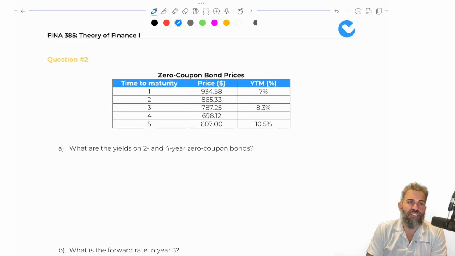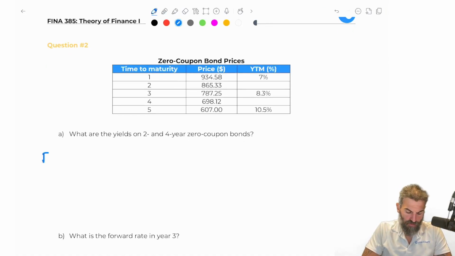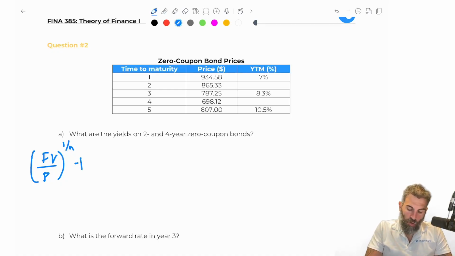So in a question like this, to find the yield on a zero coupon bond, you can use your financial calculator, but you can also use the realized compound yield, I think it was, at the end of the previous chapter. Remember the future value divided by price to the power 1 over n minus 1. This would be probably the fastest way to do it. In all of these cases, the future value or the face value is assumed to be 1,000.